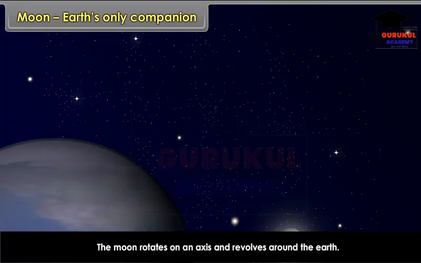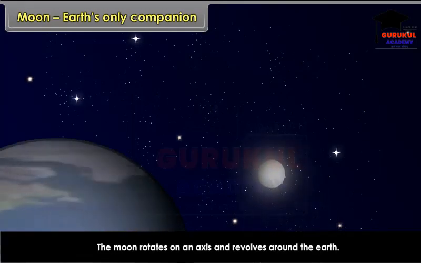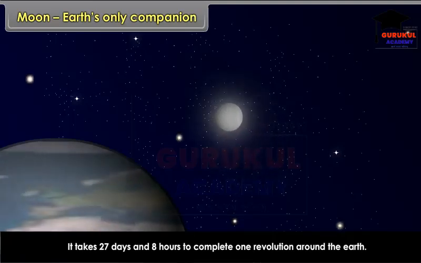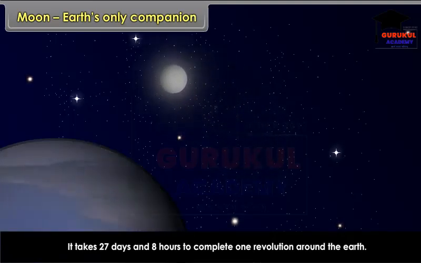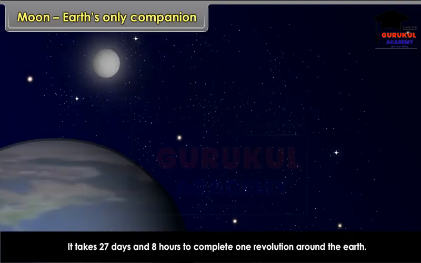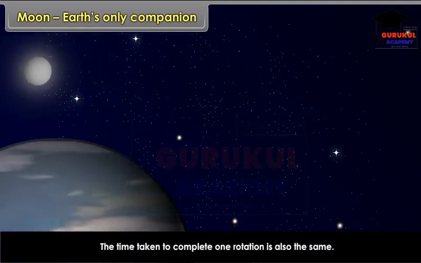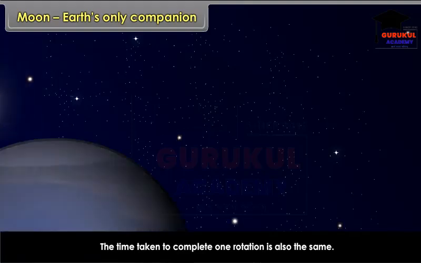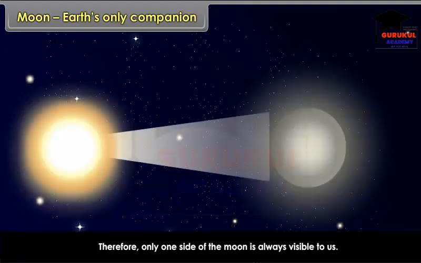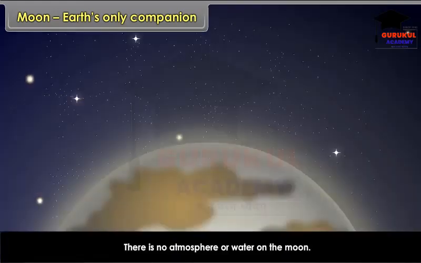The Moon rotates on an axis and revolves around the Earth. It takes 27 days and 8 hours to complete one revolution around the Earth. The time taken to complete one rotation is also the same. Therefore, only one side of the Moon is always visible to us. There is no atmosphere or water on the Moon. The Moon's surface consists of irregular hills and basins. There is no soil either.